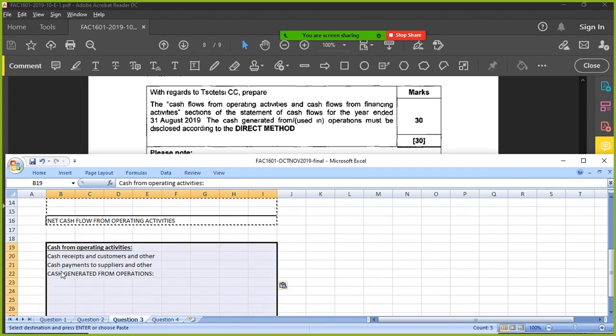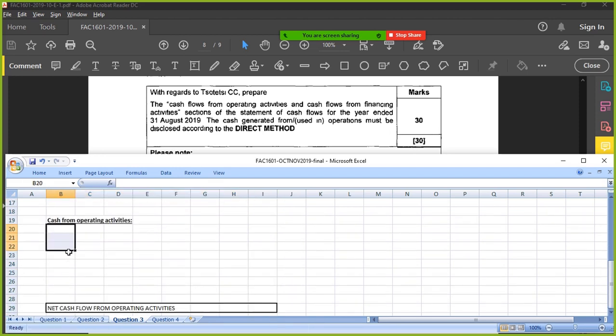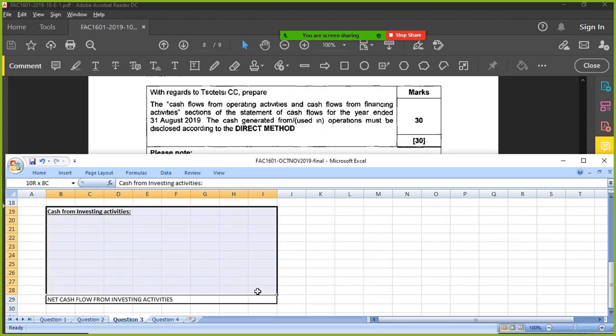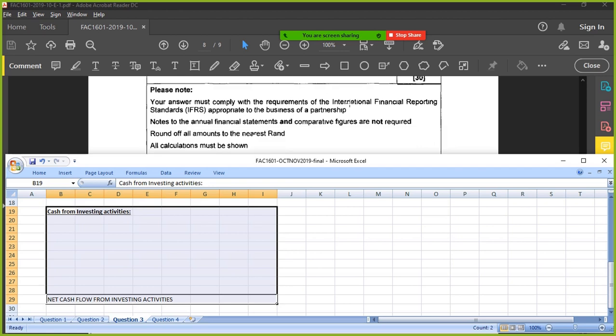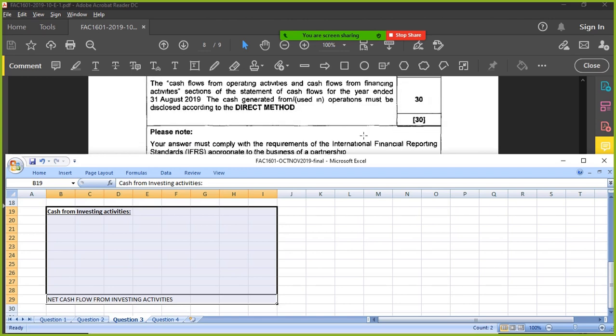So copy, paste, delete, heading: investing, net cash flow from investing. All right, and that's it. Was there anything else? No, that was it. Okay, great. Obviously, please note, IFRS, no notes are required. Round off again if you need to. Calculations must be shown. Perfect. It's out of 30 marks.